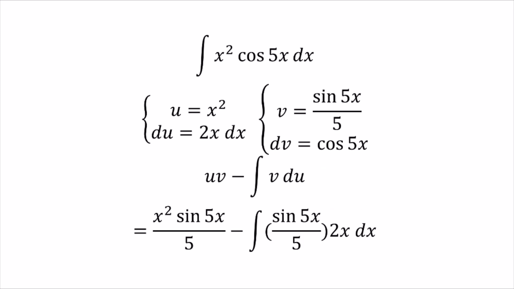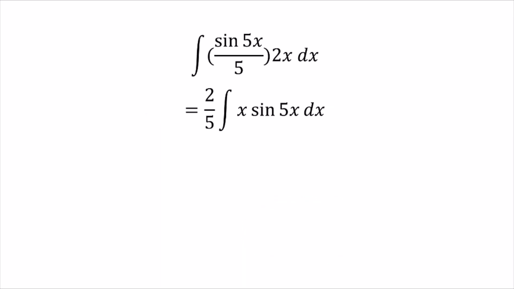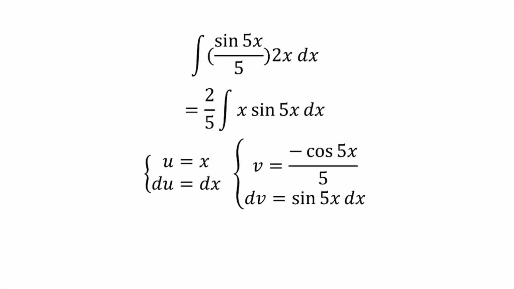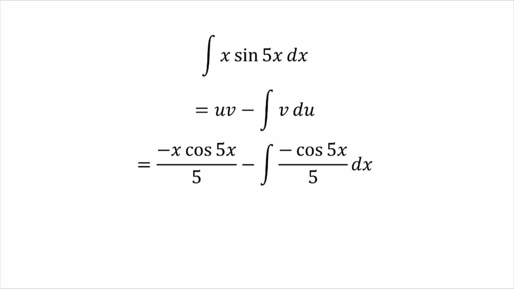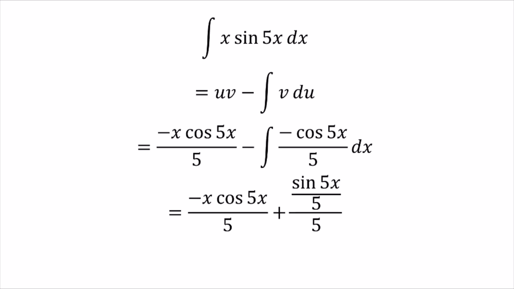Now we have the integral of sine 5x over 5 times 2x, and we will have to integrate by parts again. We can take 2 over 5 out of the integral as it is a constant. Then we substitute values of u and v again, and substitute them back into uv minus the integral of v du. The integral of cosine 5x is sine 5x over 5. And that simplifies to this.